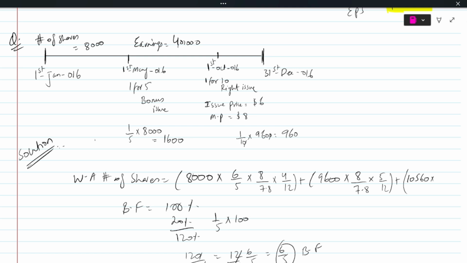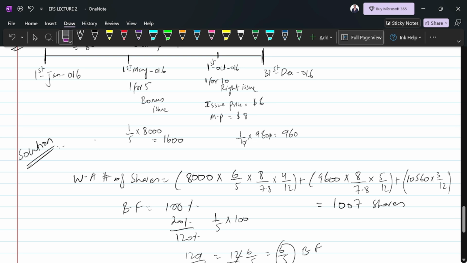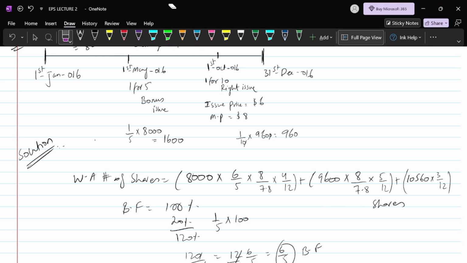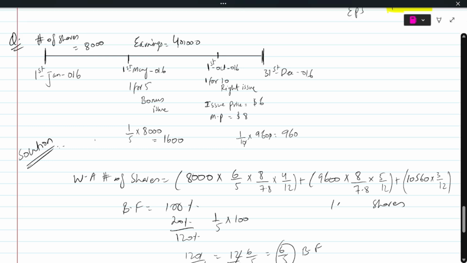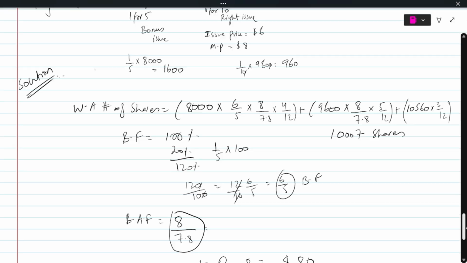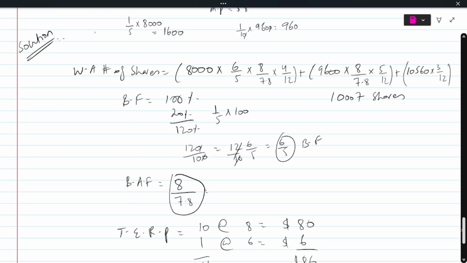And I'm going to multiply this with the number of months from 1st October to 31st December, which is 3 months, okay. Now you can see I did not multiply this with the bonus adjustment factor because now we are standing at 1st October and the right issue has already taken place, so no need to adjust. So my weighted average number of shares after simplifying this is 10,007 shares. Oh, so there's one more zero over here. And this is 1,007. Okay, so let me just quickly correct this. We have 1,007 shares.